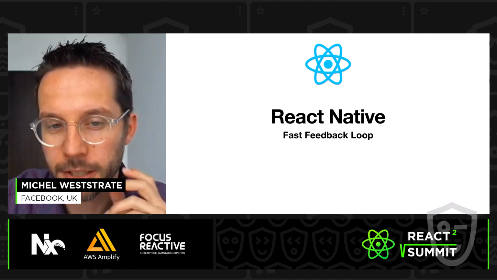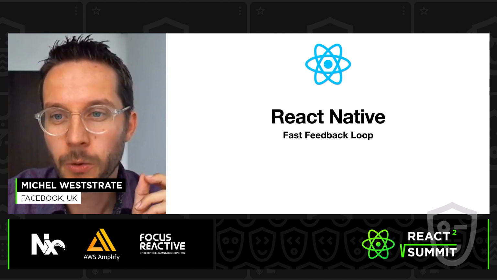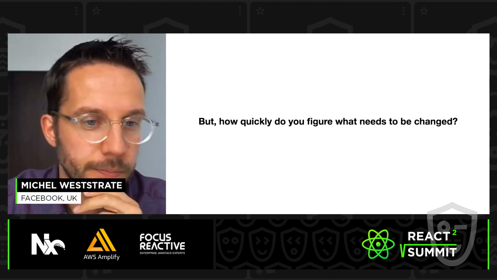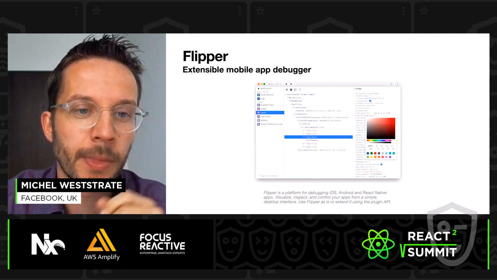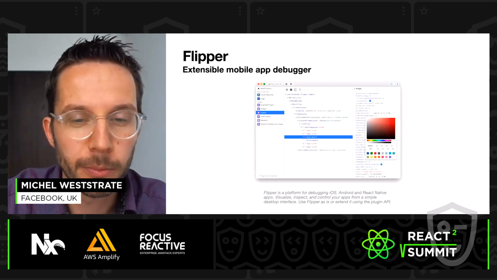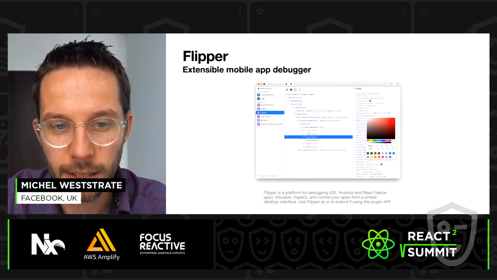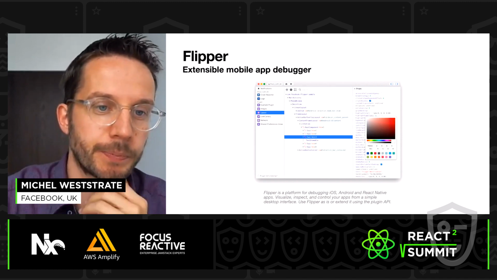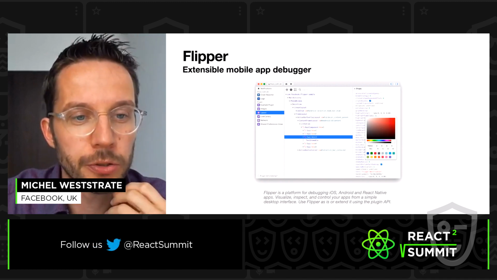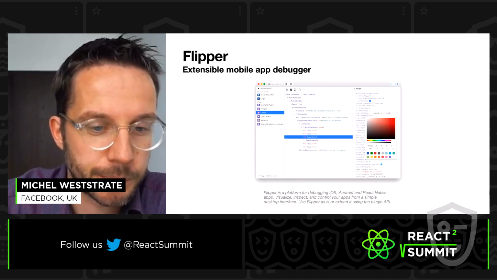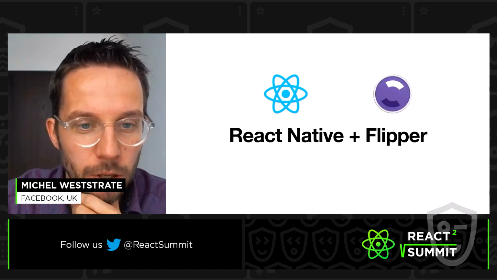But there's another question we have to ask: how fast can you figure out which change you have to make? That is basically where Flipper comes in. Flipper is a mobile app development platform developed at Facebook, and it's used by basically all of our mobile engineers. Earlier this year, we introduced support for React Native, and I'm going to give you a quick show of how that looks.